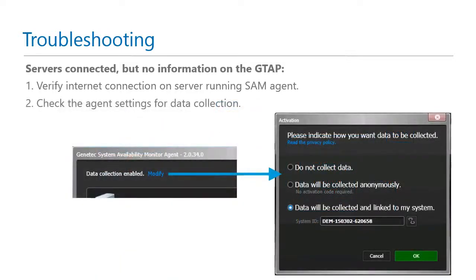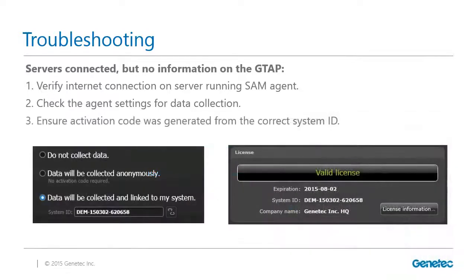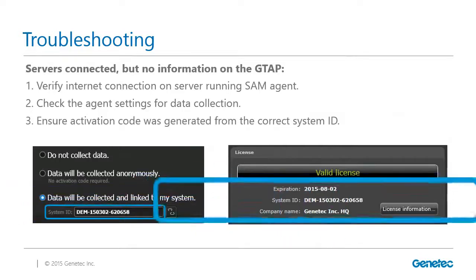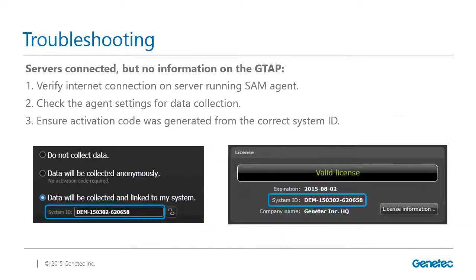Next, take a look at the SAM agent and make sure the data collection has been enabled. Modify the data collection settings and take a look at the system ID that has been associated with this system. It's possible another system was selected when the SAM activation code was generated on the GTAP, and mismatching system IDs will not allow any information to pass through. You can generate a new code, clear the system ID, and apply the new code in this case. This would also be a good step to take if the code was not applied within 24 hours of generation and may have expired before it was activated.